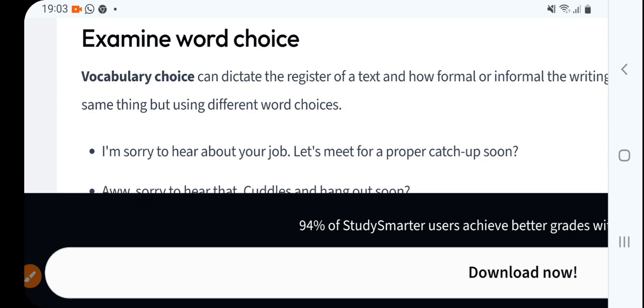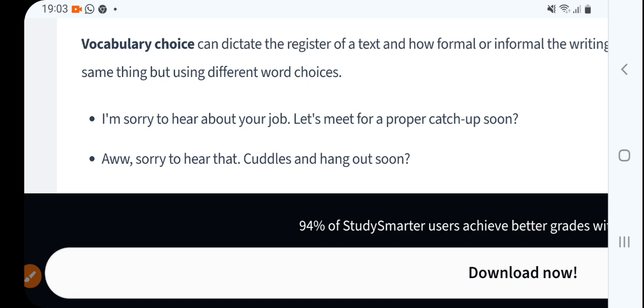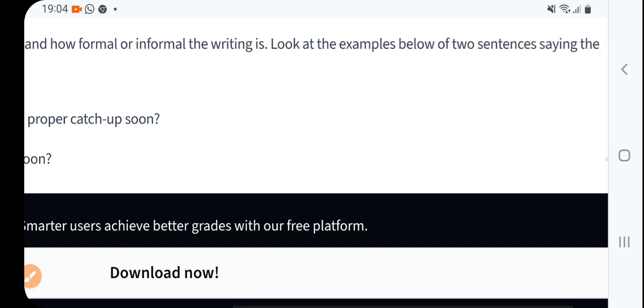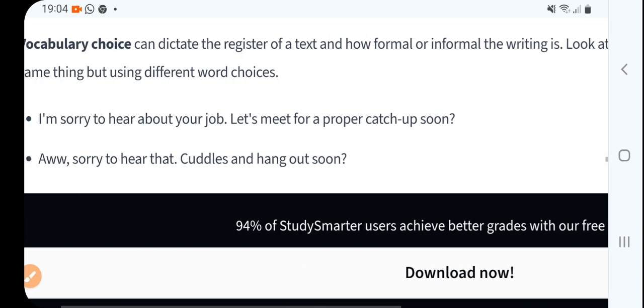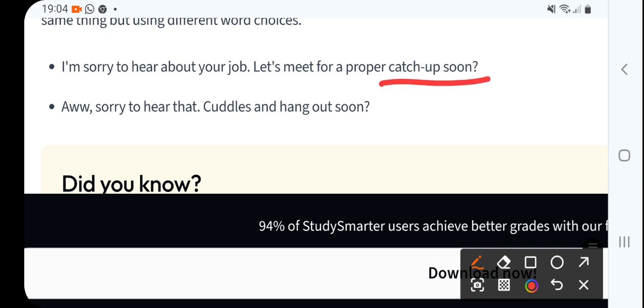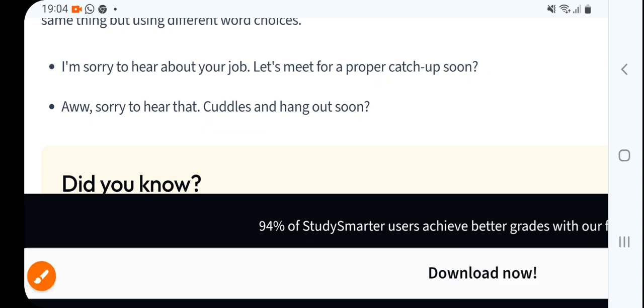Now examine word choice. Vocabulary choices can indicate the register of a text and how formal or informal the writing is. Look at the example below. "I'm sorry to hear about your job. Let's meet for a proper catch up soon." So that is a proper catch up soon, right? Then, "sorry to hear that, cuddles and hang out soon." These kinds of phrases and words are something informal, right?